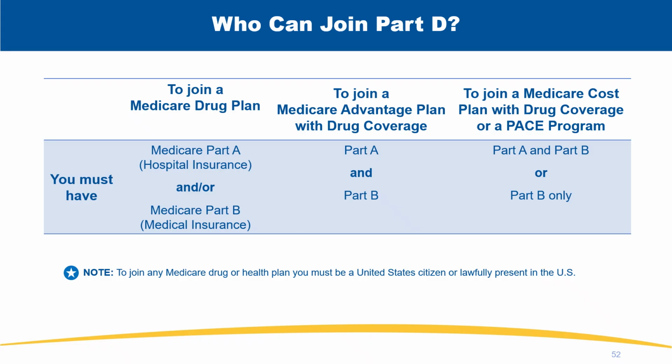Who can join Part D? To join a Medicare drug plan, you can have A or B. You do not need both to join a Part D plan. But if you want to join a Part C plan with drug coverage, you'll have to have both Parts A and B. To join a Medicare cost plan with drug coverage or a PACE program, you'll have to have Part A and Part B or Part B only.